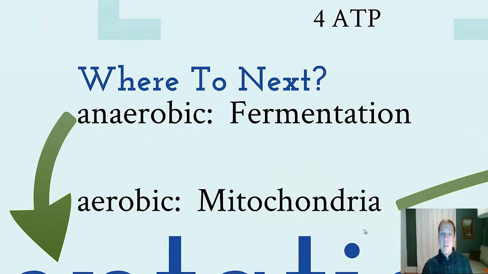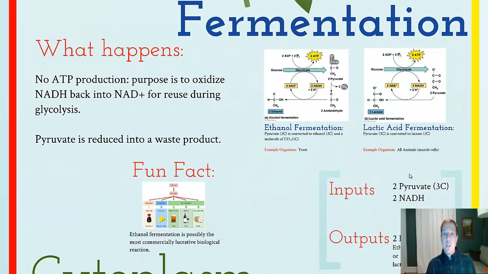Now from here, depending upon whether or not oxygen is present, we could either go into anaerobic respiration, which will be followed by fermentation in the cytoplasm, or if oxygen is present, then those products of glycolysis will proceed on into the mitochondria. We'll start with fermentation though.